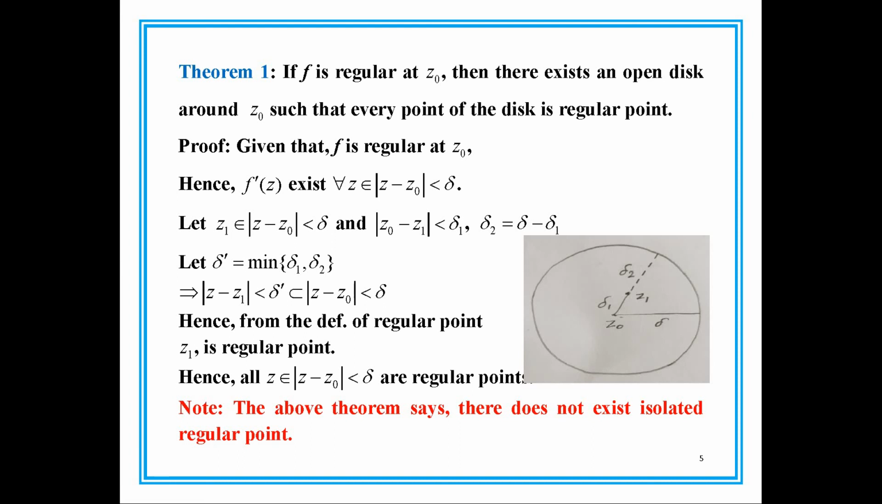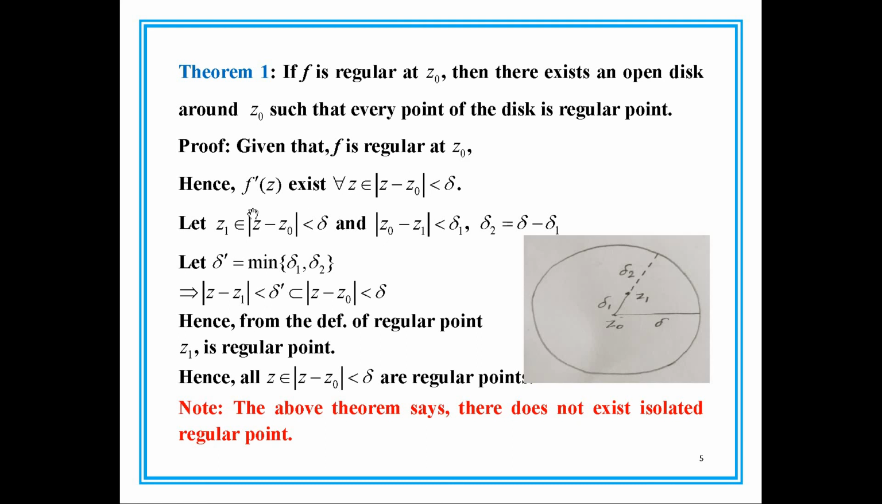Okay, that means I should have some criteria to say whether a point will turn out to be regular or not. Let us have this theorem. It says that if f is regular at z0, then there exists an open disk around z0 such that every point of this disk is a regular point. So what are we given? This z0 is a regular point of function f, or I can say f is regular at z0.